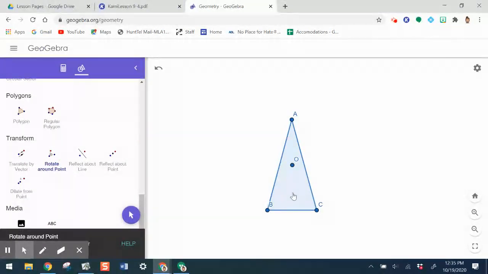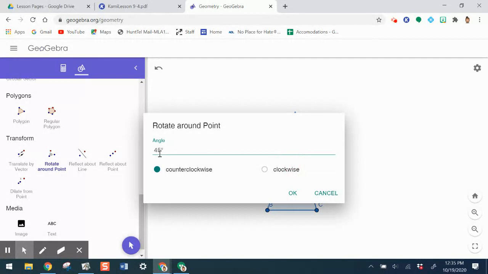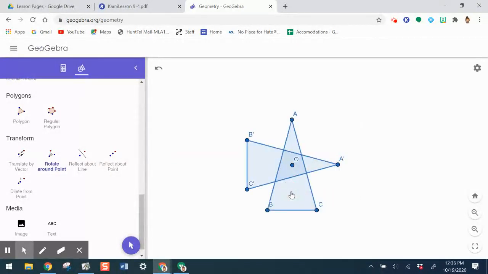The first thing we're going to do is select the object, select the center of rotation, which is point O in this case, and then it asks for the angle and whether it's counterclockwise or clockwise. We are, of course, going to do 90 degrees clockwise, or a negative 90 degrees rotation. So there we have it. It looks like it, in fact, rotated around that center point O. And notice it labeled it A prime, B prime, C prime.